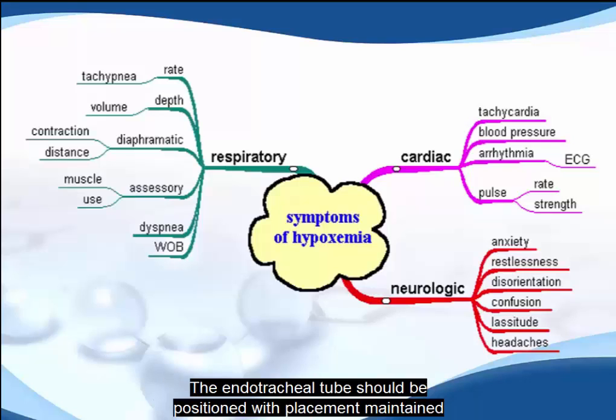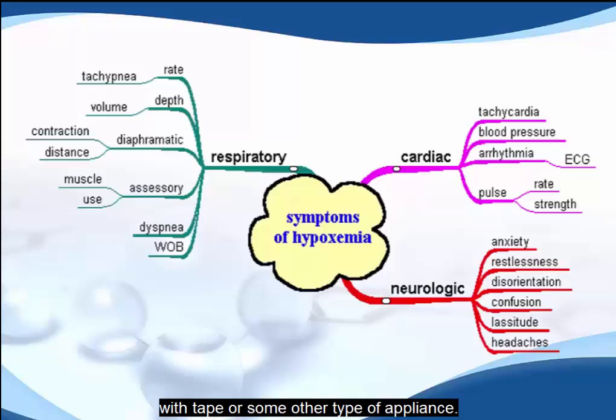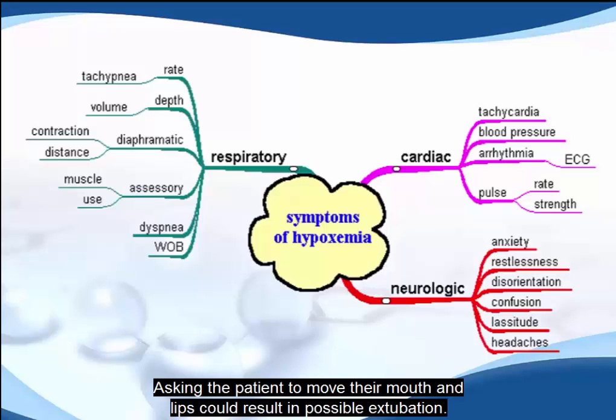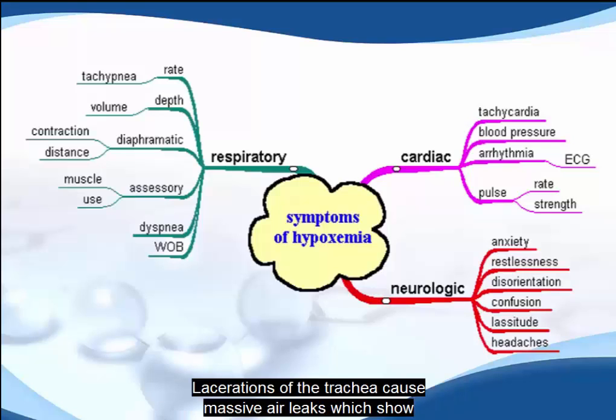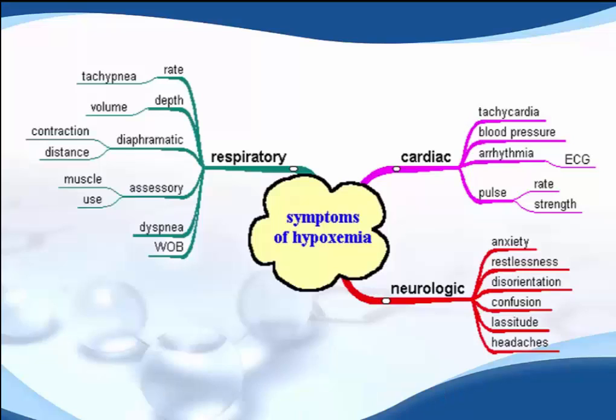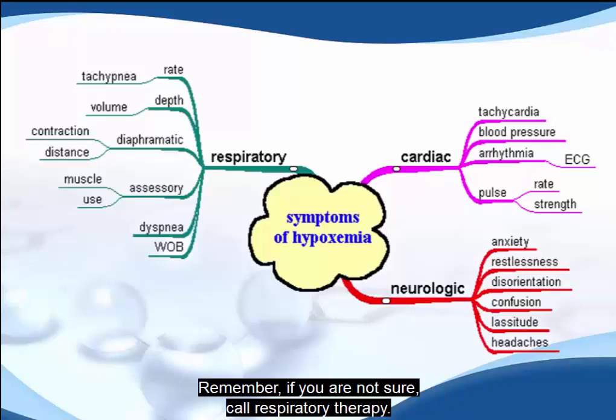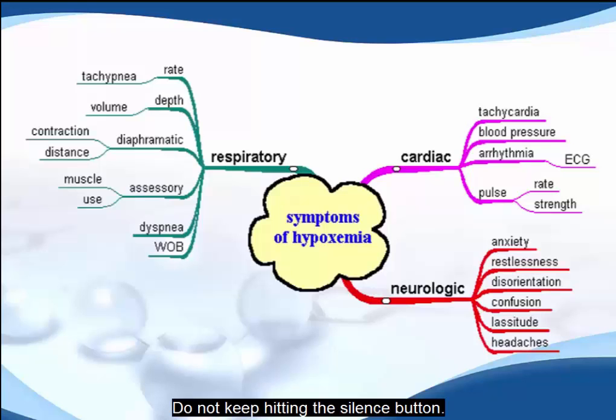The endotracheal tube should be positioned and placement maintained with tape or some other type of appliance. Asking the patient to move their mouth and lips could result in possible extubation. Lacerations of the trachea cause massive air leaks, which show as extensive subcutaneous emphysema and air in the mediastinum. Remember, if you are not sure, call respiratory therapy. Do not keep hitting the silence button.